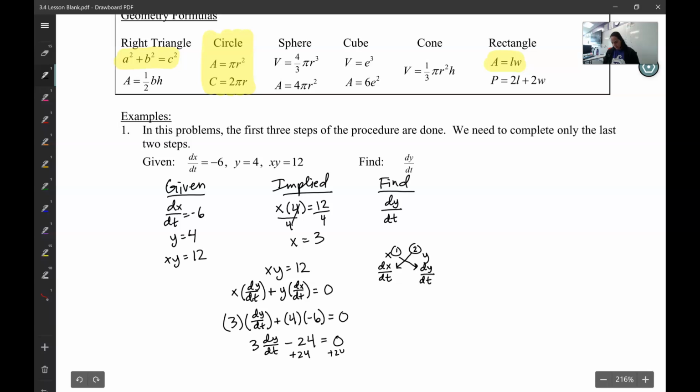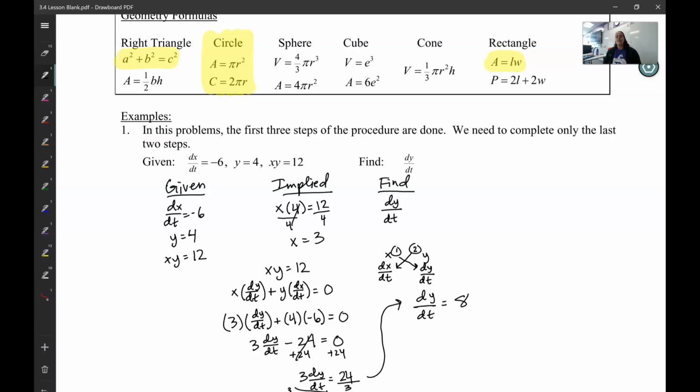So let's add 24. So I have 3 dy dt equals 24. I'm going to divide all of that by 3. So I've got dy dt is going to equal 8.